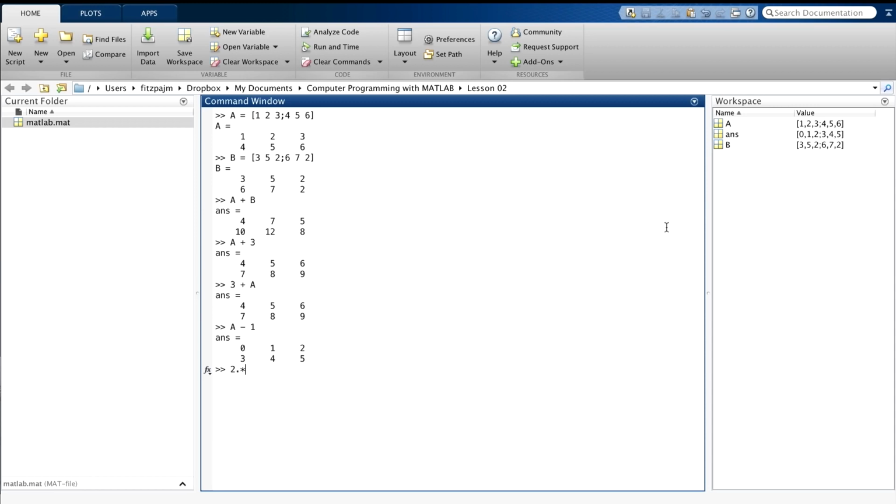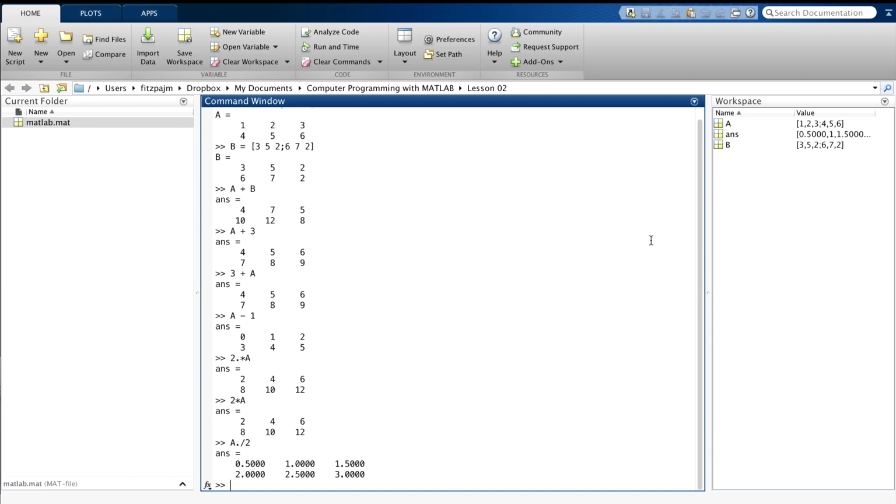2 dot star A multiplies each element by 2. 2 star A, the matrix multiplication version, does the same thing. And we can divide, let's see, A dot slash 2, array division of A by 2, divides each element by 2. And you can go the other way, 2 dot slash A, divides each element of A into 2.